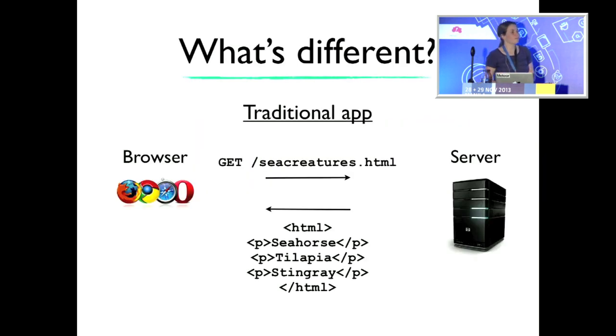So let me start by telling you what a Meteor app looks like, and I'm going to do that by comparing to a traditional request response style app. So this request response style is where the client says, hey server, I want a list of sea creatures. And the server says, these are the sea creatures that I know about right now, and here's the HTML to display them. And that's all the browser knows how to do, is go make a request, get a response, and display that response on the page.